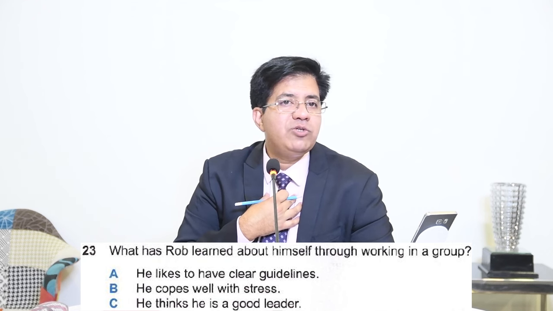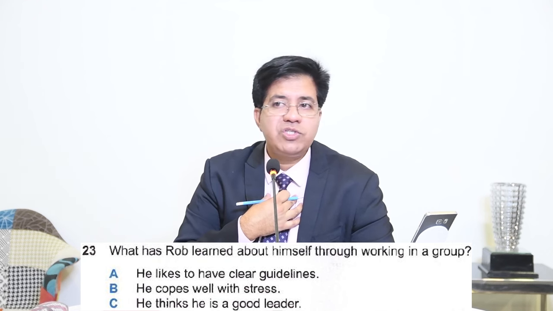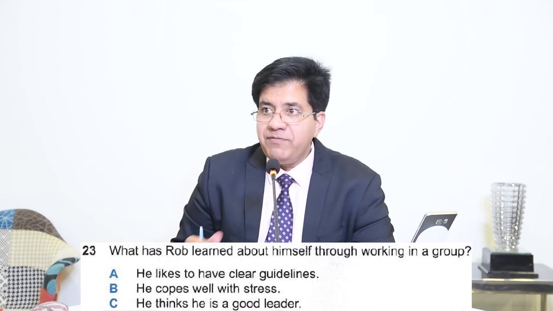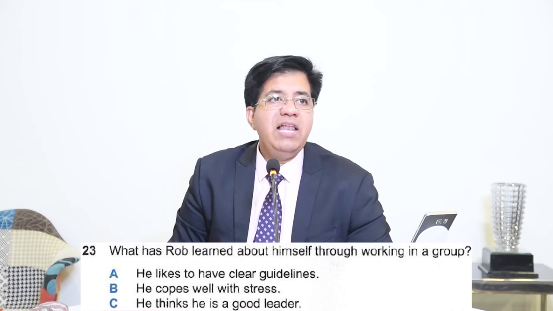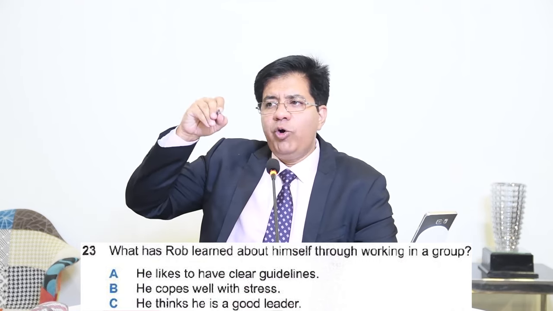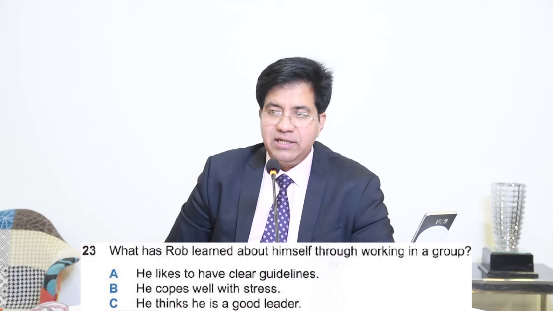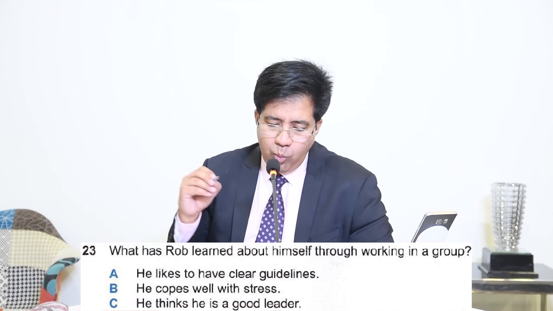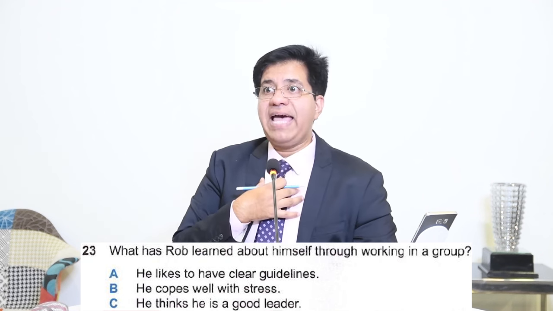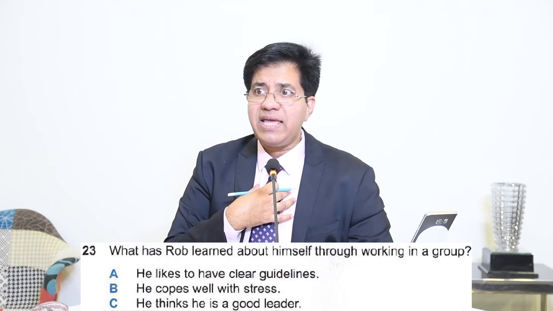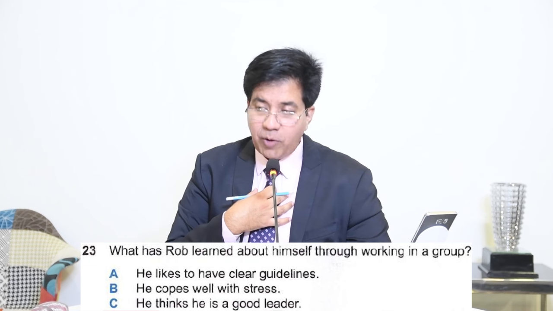For guidelines, they may use the word instructions. Crystal clear instructions. Option B, he copes well with stress. So you can underline copes with stress or stress. Option C, he thinks he's a good leader. Good leader. So what has Rob learned about himself? It's, I realized I'm a good leader, or I realized I can lead others. Then it is option C.